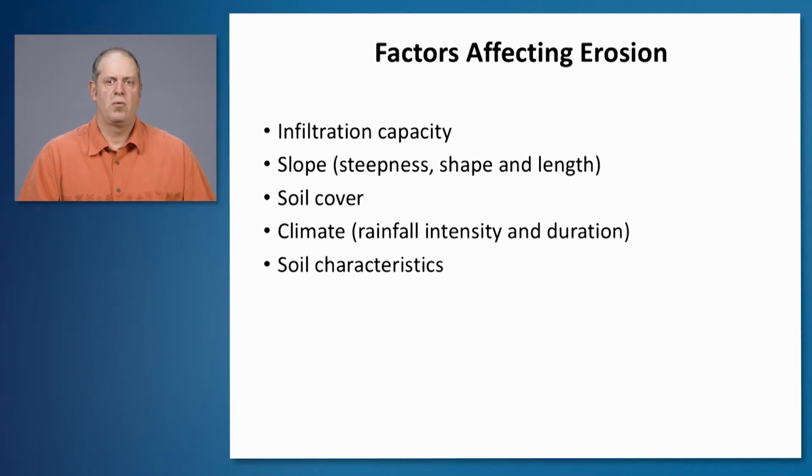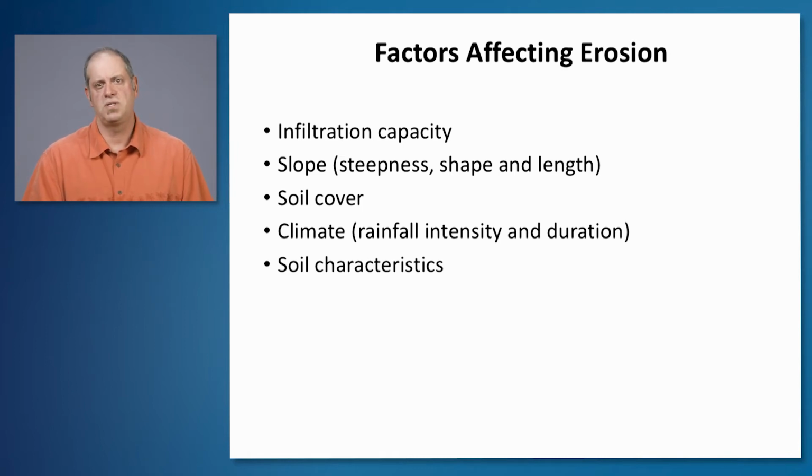Factors affecting erosion are the infiltration capacity of the soil. So to limit erosion, you want to absorb as much rainfall as possible. And so the greater the infiltration rate of soils, the less capacity there is for surface runoff. The steepness of the slope and the shape of that slope also influences surface runoff. If you have long, steep slopes, they're going to be highly prone to erosion.